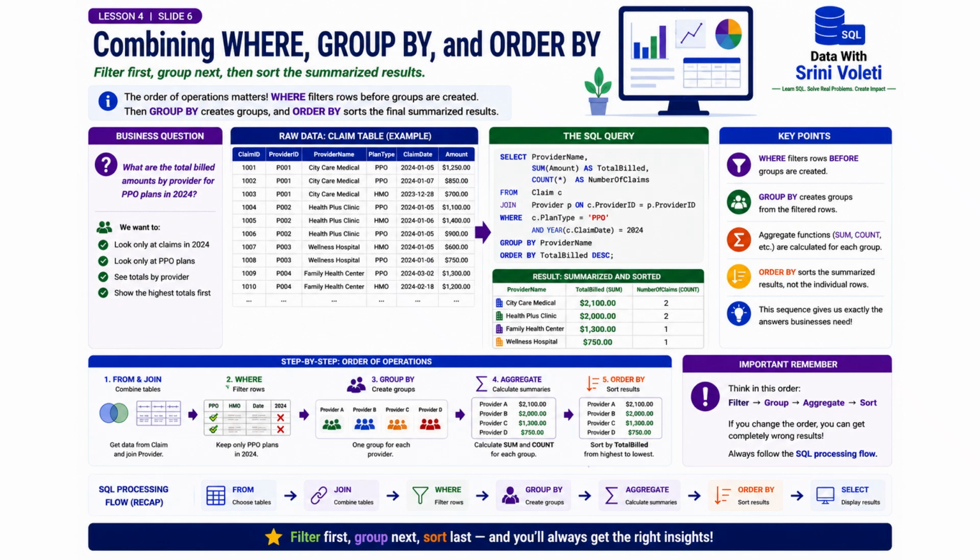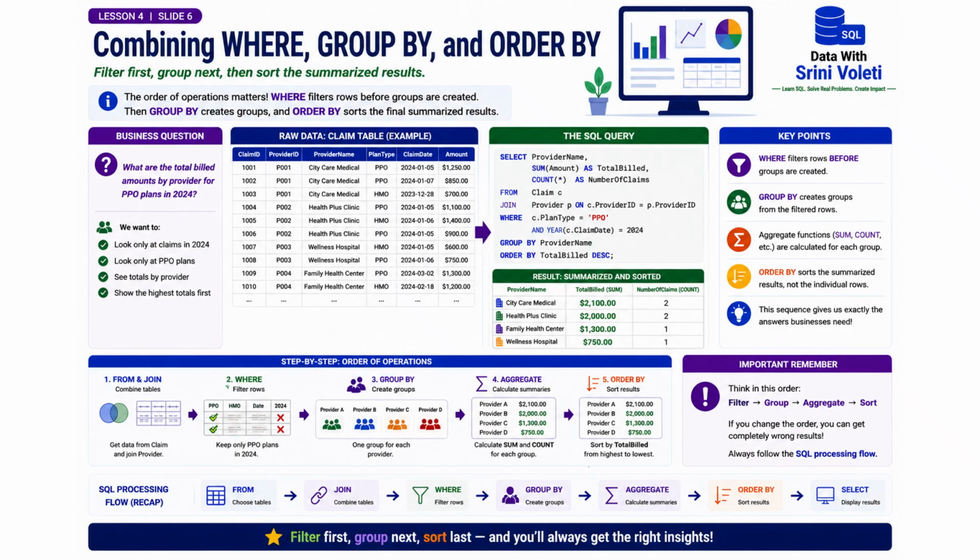Once the groups have been created, SQL performs aggregate functions. Sum calculates the total billed amount for each provider. Count calculates how many PPO claims each provider submitted during 2024. Each provider now has one summary row.